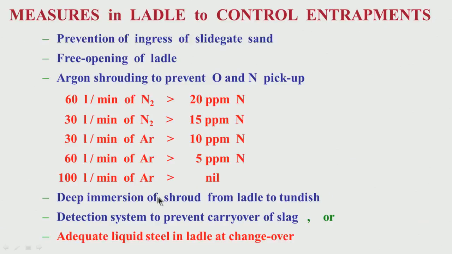Another important requirement is a deep immersion of shroud from ladle to tundish. This helps again to control the pickup of oxygen and nitrogen from air. It has to be immersed quite deep into the tundish in liquid steel. Then there has to be a detection system to prevent carryover of slag.